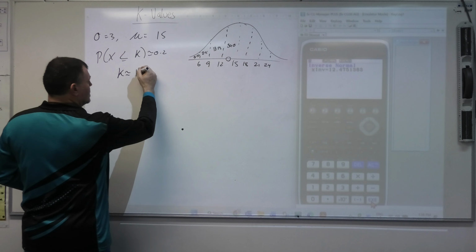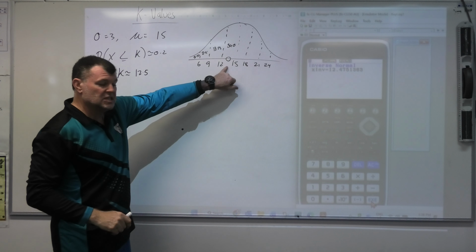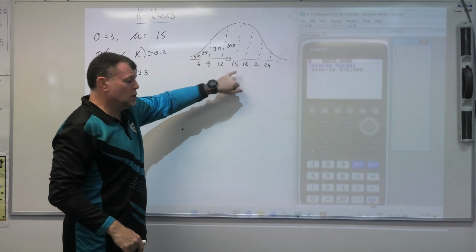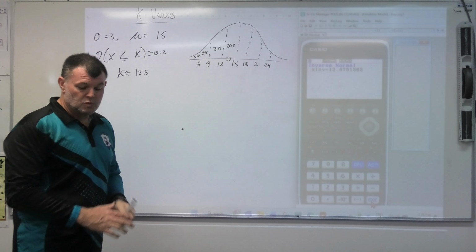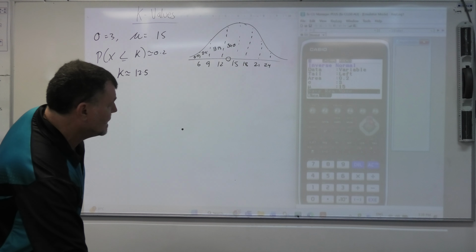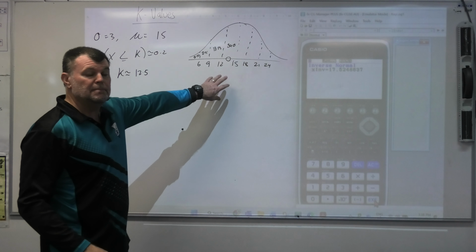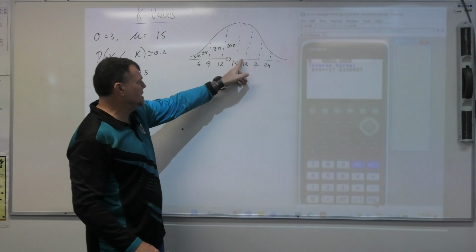K is approximately 12.5, which is where we expect it to be, between 12 and 15. Say, for instance, we made an error in your calculator. If we went back, and instead of having left, we went right, let's see what happens with your answer. We get 17.52, which is up around here.